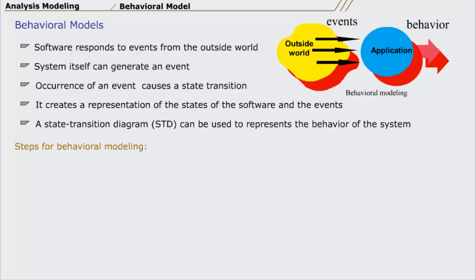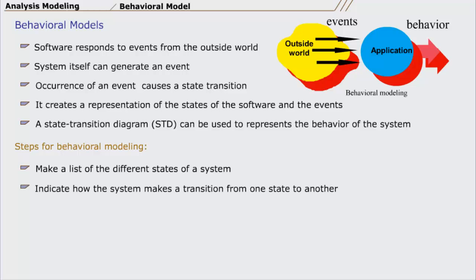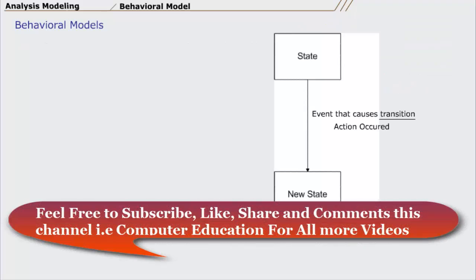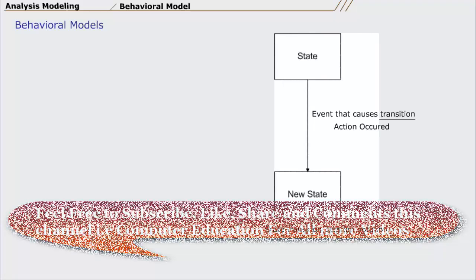For behavioral modeling, we use following steps. Make a list of the different states of a system. How does the system behave? Indicate how the system makes a transition from one state to another. How does the system change state? Indicate event. Indicate action. And lastly, draw a state transition diagram, STD. The notation used to make a transition diagram is shown in figure.